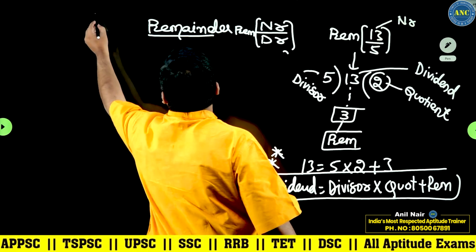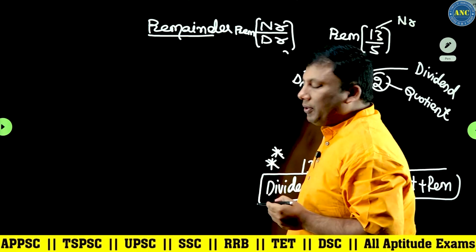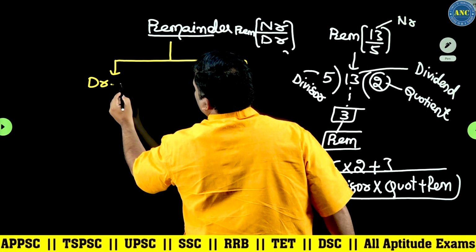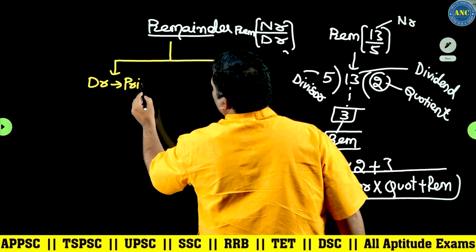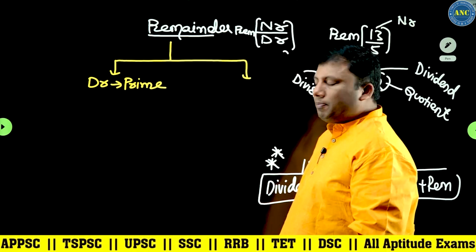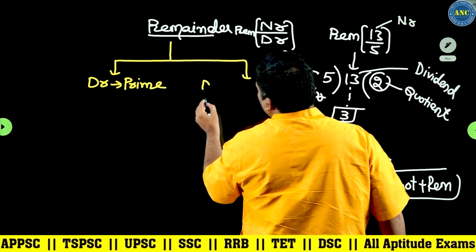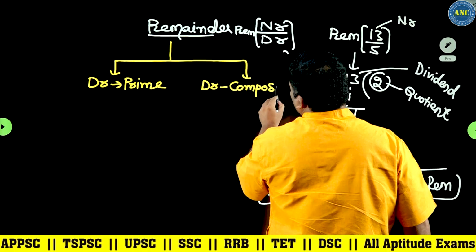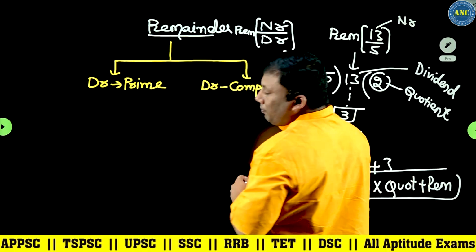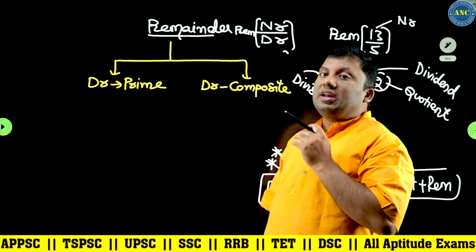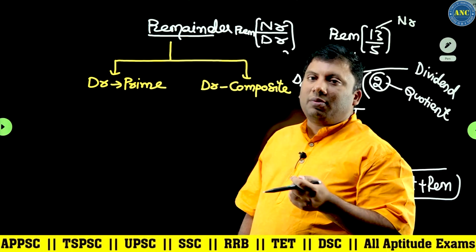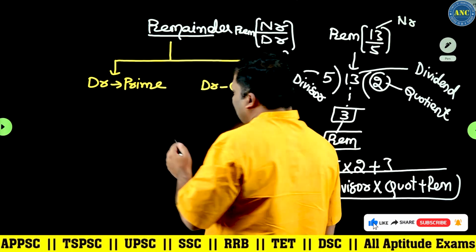This table you should know. Whenever you are solving remainder-related problems, there are two cases possible. The denominator is a natural number, so it is of two types: the denominator can be a prime number, or the denominator can be a composite number.